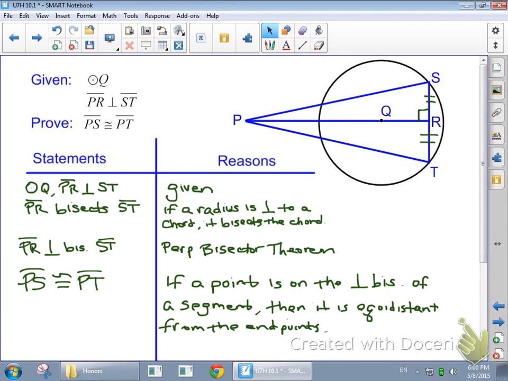And then my final statement is that segment PS is congruent to PT, and that's what I was trying to prove. My reason is because if a point is on the perpendicular bisector of a segment, then it is equidistant from the endpoints. And I know my writing is not so great, but I'm using my finger instead of a stylus because I don't have one, so hopefully you can read that. Again, this is my first attempt at making this video, or any video, so I hope it has worked out well for you.